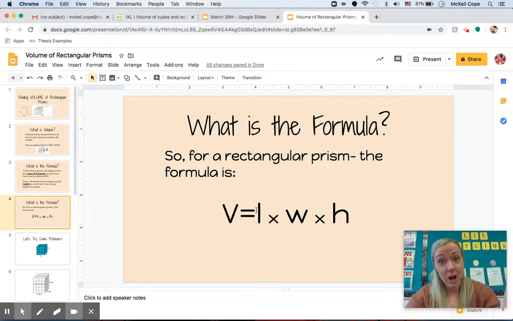So believe it or not, volume is actually fewer steps than finding the surface area. This formula is actually a little bit easier. You only have to times 3 numbers together. So let's look at a problem here.